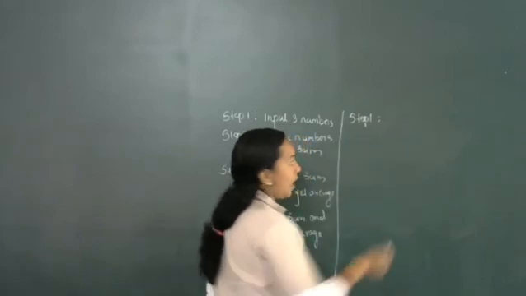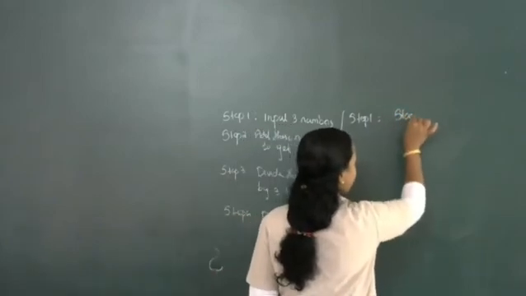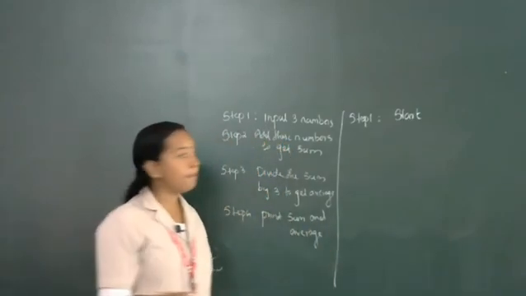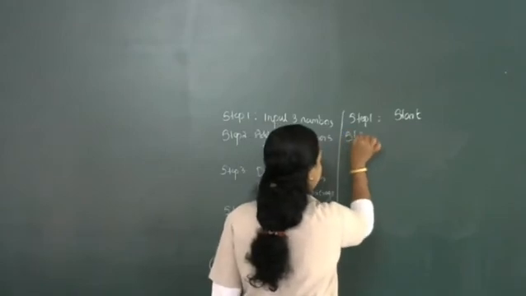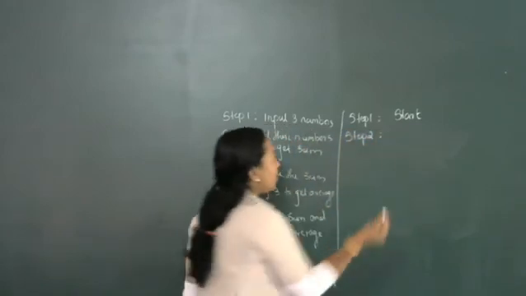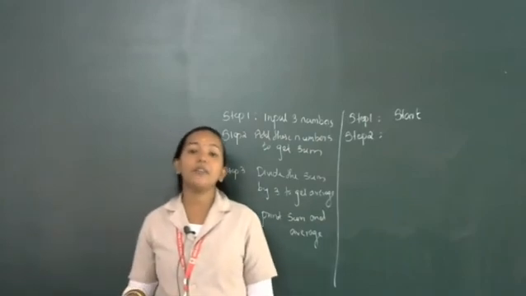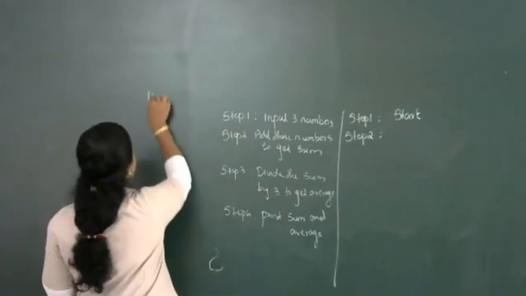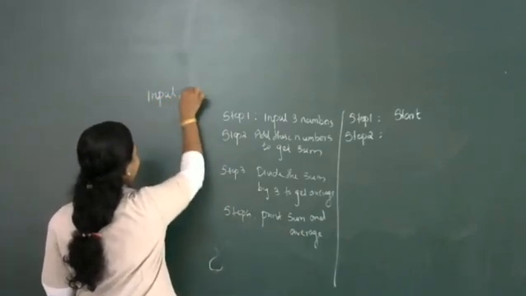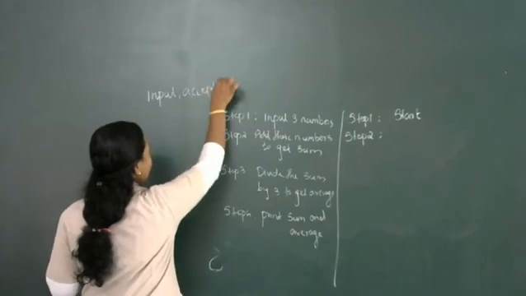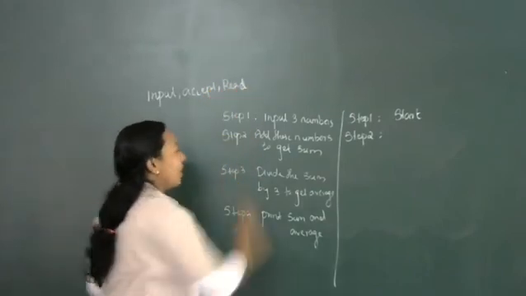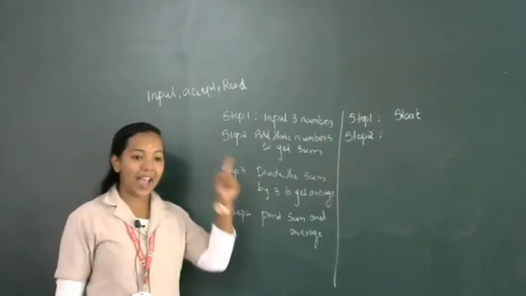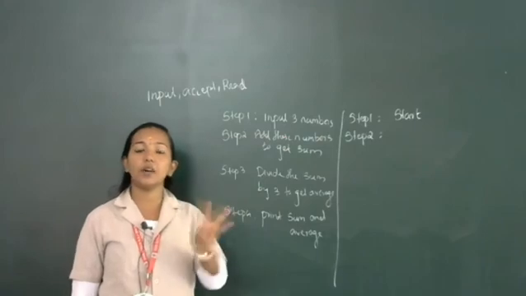Every algorithm starts with an instruction called start. That means we are beginning the instruction, or beginning the execution. Then step 2. In an algorithm, for inputting values, we use 3 statements or 3 words. The first one is input, the second is accept, and the third is read. So the 3 instructions that we use are input, accept, read. Any of the 3 words we can use.